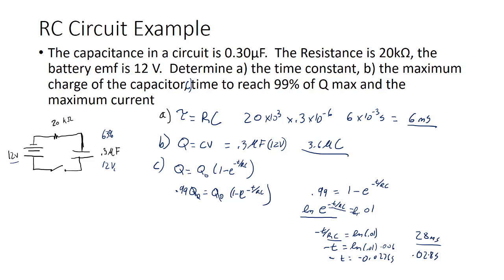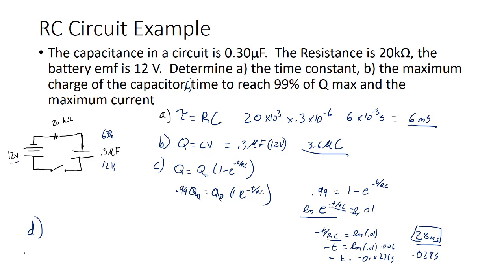So it takes about 28 milliseconds for this thing to reach 99% of its charge. About 4 times the time constant. So it doesn't take too long, and this essentially current will stop flowing.